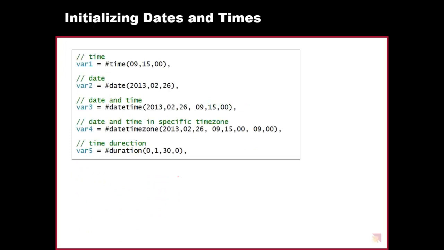Now, let's look at initializing dates and times. One of the strange things that I had to get used to was the number of functions that start with a pound sign. Pound time, pound date time. But once again, it gives us the ability to hard code, when it's necessary, a date into our M code.